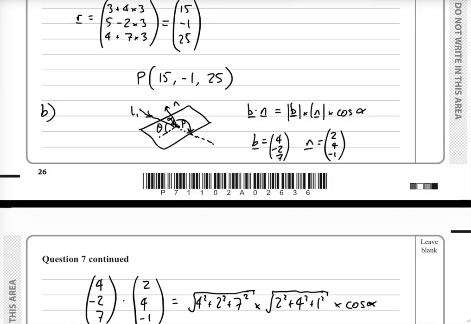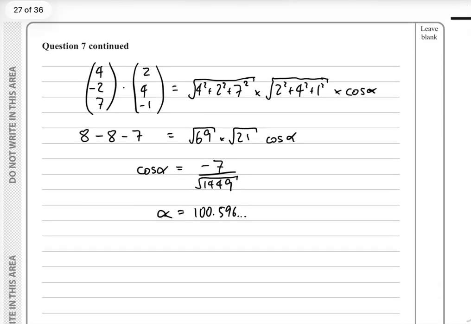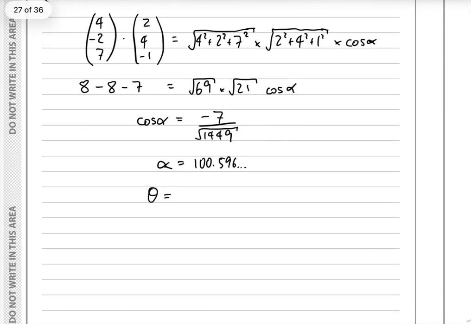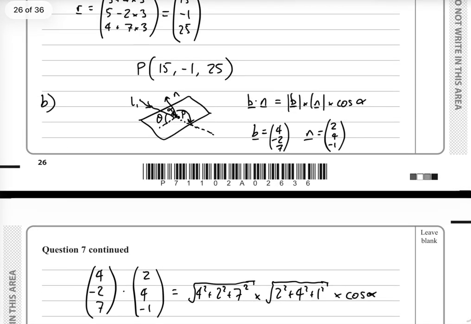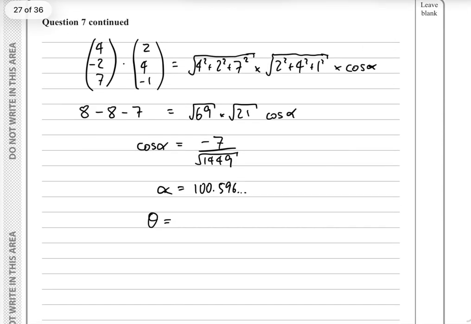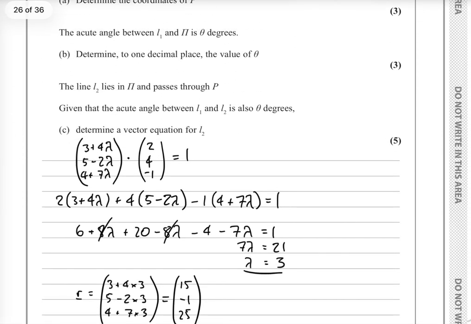So have a diagram, but be aware that we weren't entirely sure which direction that direction vector was going along the line, and that will have an effect as to exactly which angle you're finding. So in this case, alpha on the diagram is this slightly large angle this way. So theta is alpha minus 90 in this case. And that is 10.6 degrees to 1 decimal place. That is part B finished.